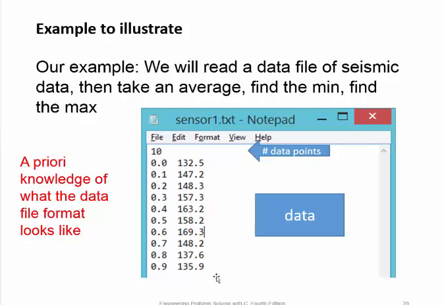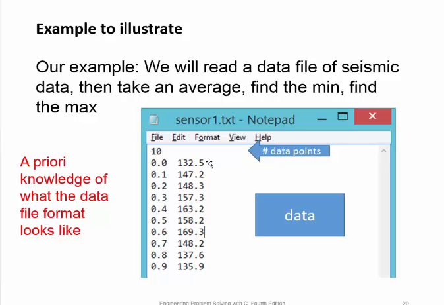So the file looks like this when I open it up in Notepad. The first line just says 10, and it happens to be the number of data points in this file. And then the next two columns are time, and the amplitude of the seismic measurement. Whatever, the units aren't there, it's just the raw data.